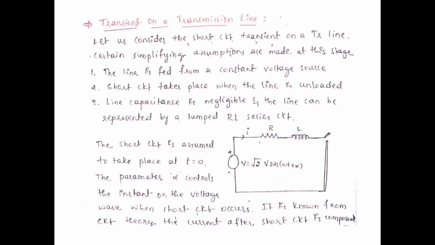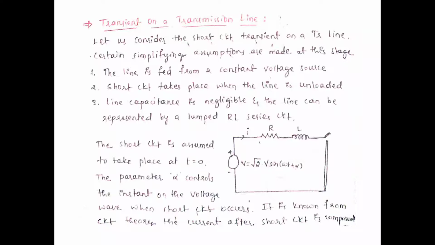Short circuit takes place when the line is unloaded. Whenever the short circuit takes place, the line is unloaded, without loading. The line capacitance is negligible. The line can be represented by a lumped RL series circuit. The short circuit is assumed to take place at t equal to 0.